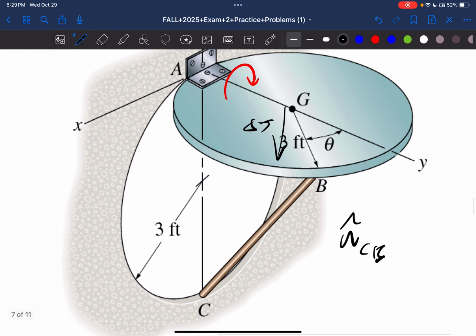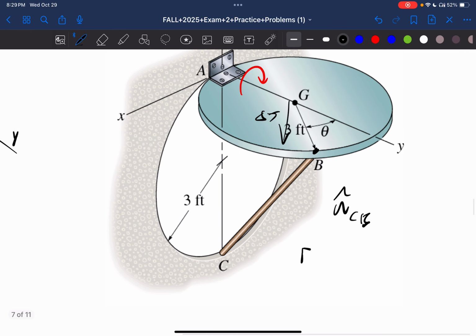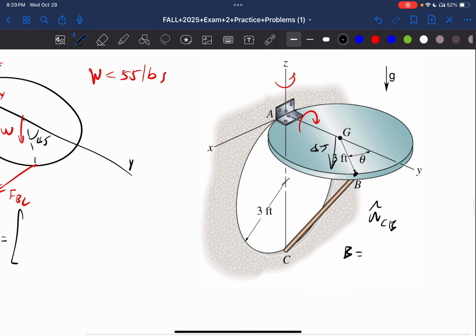This point right here is, so B is equal to, in the x direction, we just have this, which is 3 sine 45. Yeah, because this is opposite to this, so 3 sine 45. In the y direction, we have this distance plus this distance. This distance right here is 3, plus this distance, which is 3.